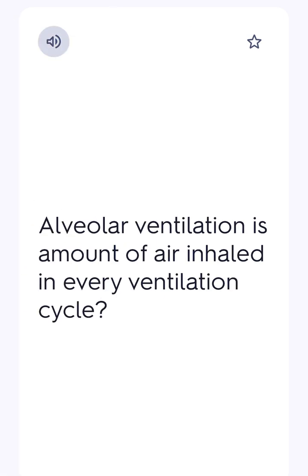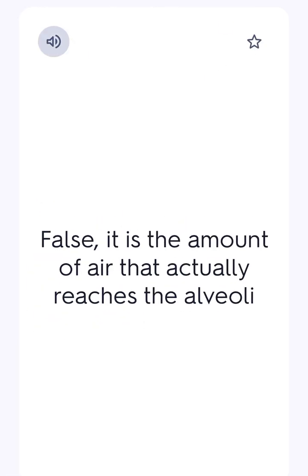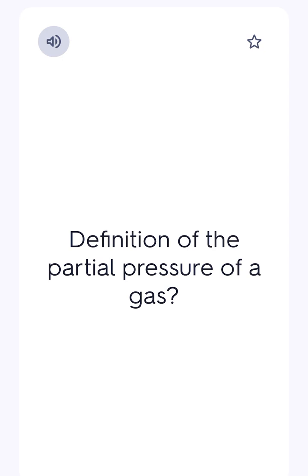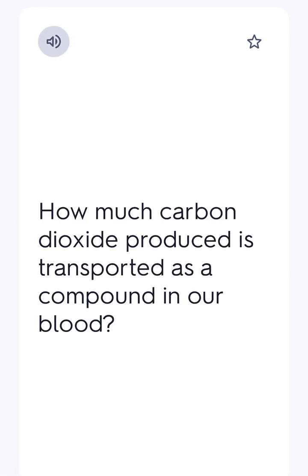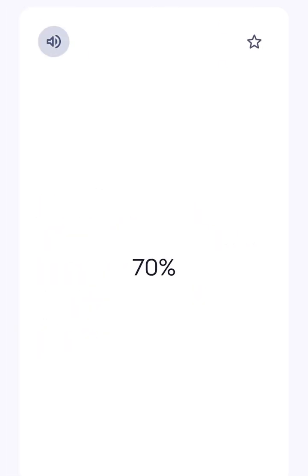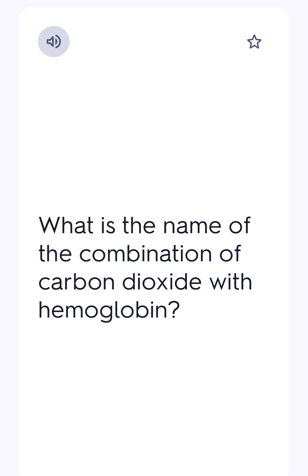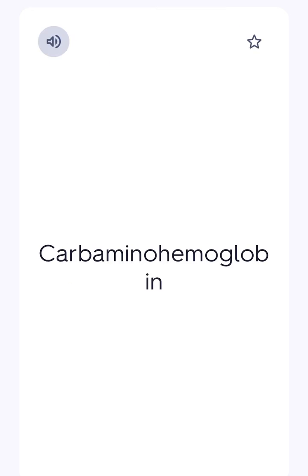Alveolar ventilation is amount of air inhaled in every ventilation cycle? False. It is the amount of air that actually reaches the alveoli. Definition of the partial pressure of a gas? How much carbon dioxide produced is transported as a compound in our blood? 70%. What is the name of the combination of carbon dioxide with hemoglobin? Carbaminohemoglobin.